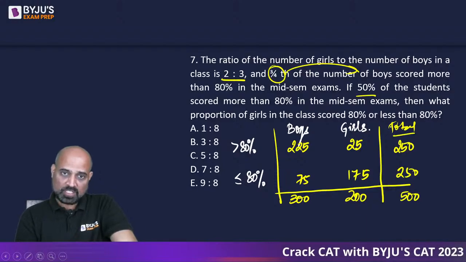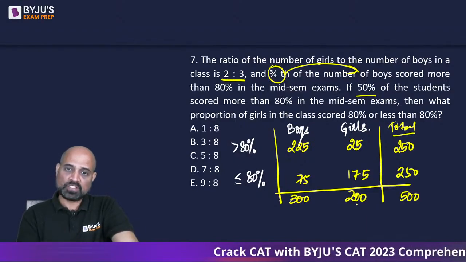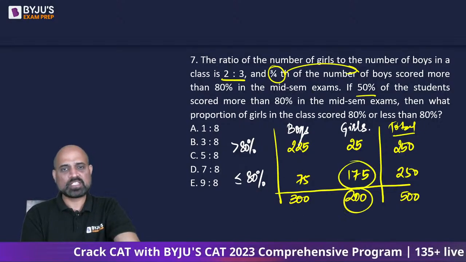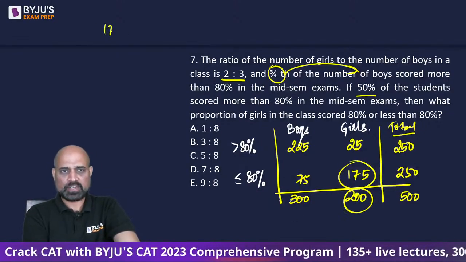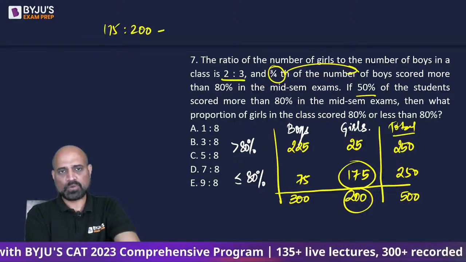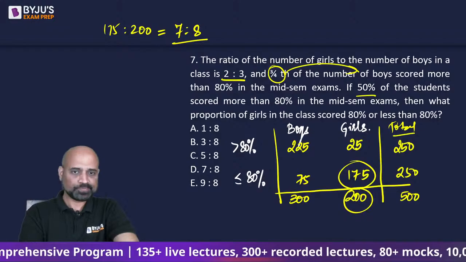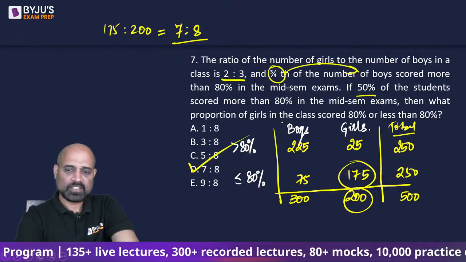Now the question asked is, what proportion of girls in the class scored 80% or less? So can we say 200 में से 175? As in 175 is to 200. They both are divisible by 25. So this is 7:8.